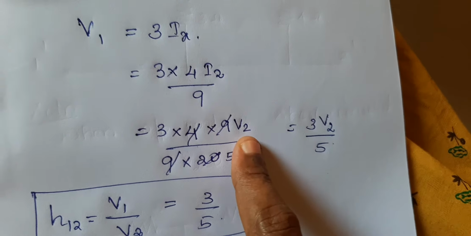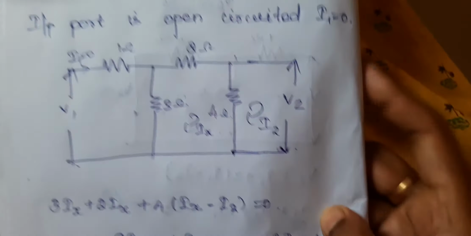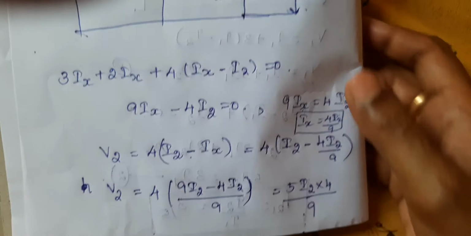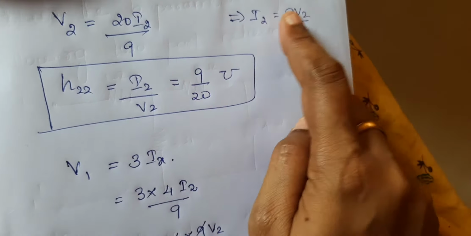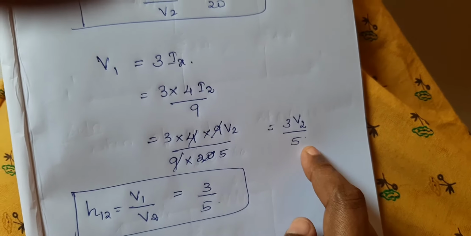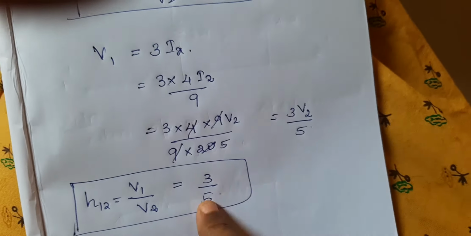We need it in terms of V2, right? So what is the I2 value? We need I2 in terms of V2. So from this equation find I2, that is 9V2 by 20. Substitute here, and you get 3V2 by 5. So H12 equal to V1 by V2, and V1 by V2 is 3 by 5.